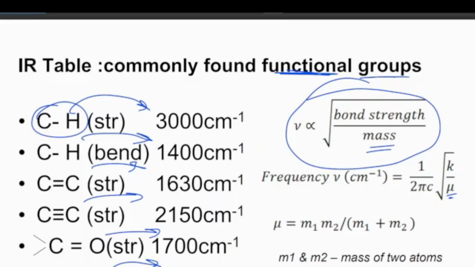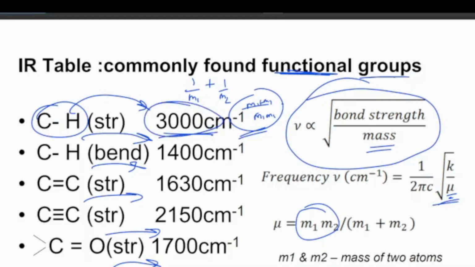Mu is the average mass, so m1 m2 upon m1 plus m2; basically it is inversely proportional, 1 upon mu equals 1 upon m1 plus 1 upon m2. So mu is m1 m2 upon m1 plus m2. Just for reference purposes, you should know this, it is important: what is the wave number of these individual things.